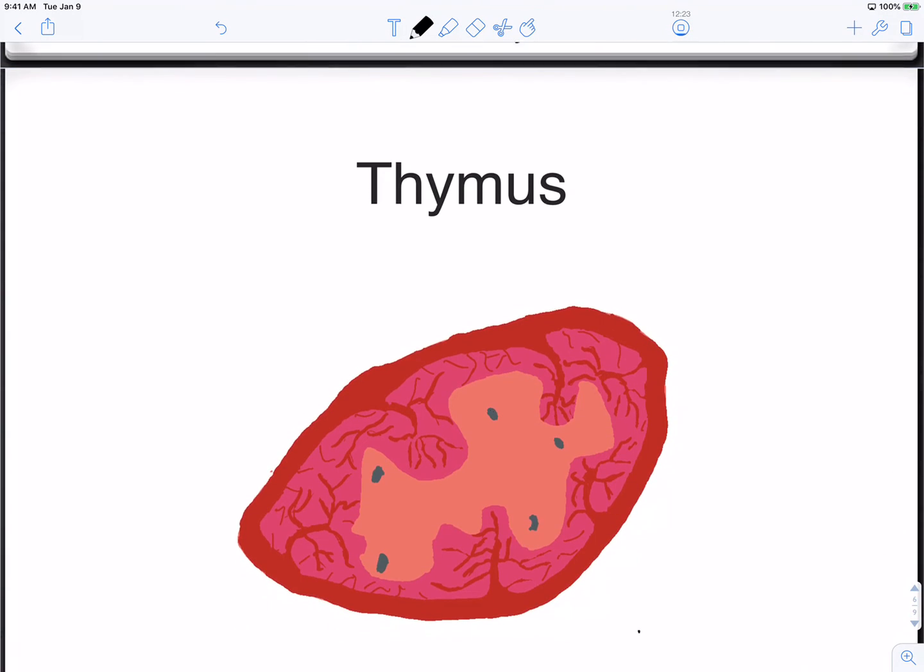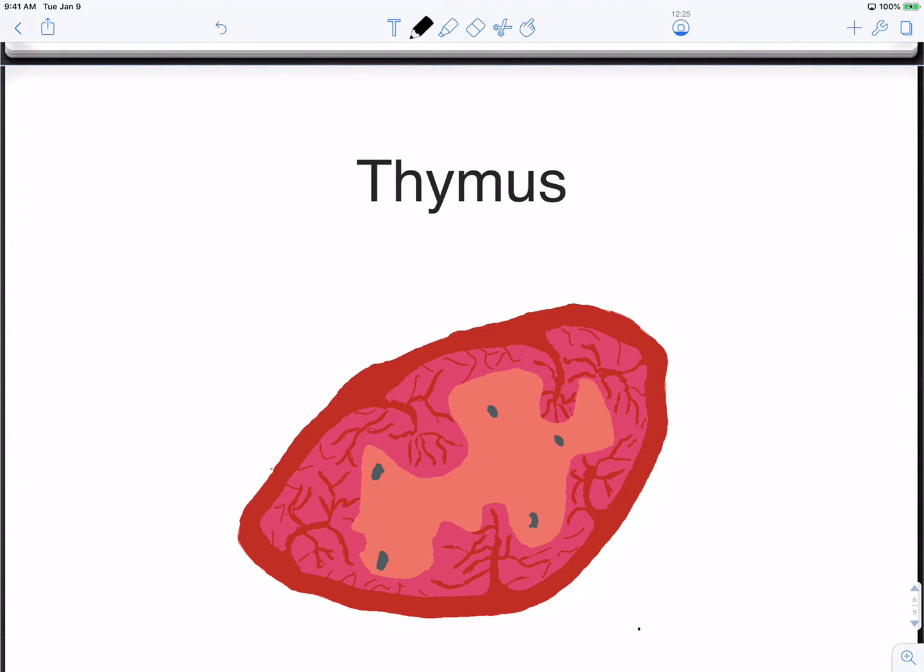Now the next organ we're going to talk about is the thymus. And the thymus is the site for T cell development. And so the T cell undergoes hematopoiesis in the bone marrow and then gets released from the bone marrow and travels to the thymus so it can become a mature T cell. So the thymus is considered a primary lymphoid organ because it is developing an immature T cell to become a mature T cell.